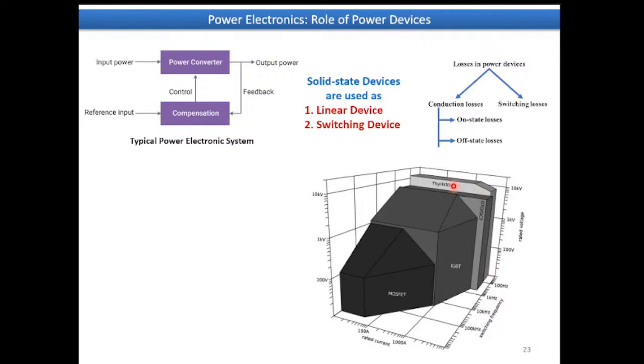So the first one is the thyristor. Then we have the gate turn off transistor, GTO, then IGBT, insulated gate bipolar transistor, then MOSFET. This is all silicon based technology. All these devices are made of silicon. Another interesting thing is this is the way our years advanced. That means the thyristor is the oldest power device, and the MOSFET is the most recent power device.